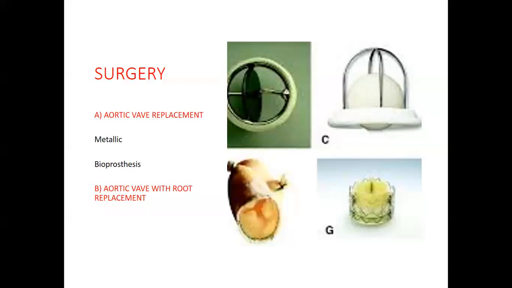The most commonly used method is, since the most common disease is valvular and aortic root problems are rare, the aortic valve is replaced usually by a metal valve and sometimes in some patients by a prosthetic valve. So this is the definite treatment for severe aortic regurgitation.